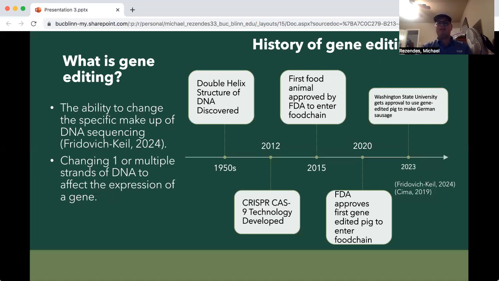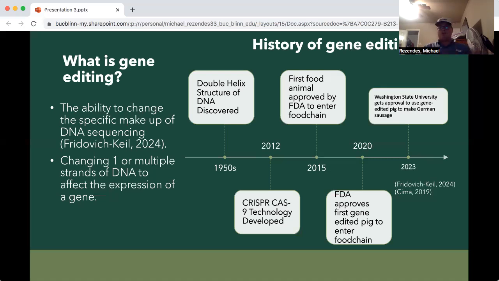In 1950, the double helix structure of DNA was discovered. And for most of us that have probably taken a basic science class in high school or college, this seems like a relatively general concept, something that's easily conveyed. This is groundbreaking when we think about just understanding the structure of DNA and how genes are expressed. And it ultimately led to technologies being developed in order to change these genes and splice them together.